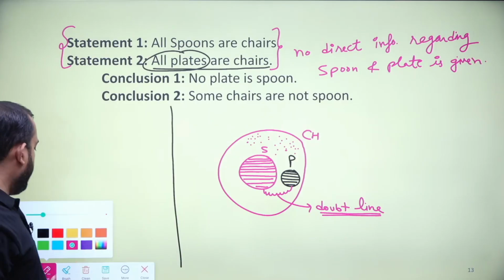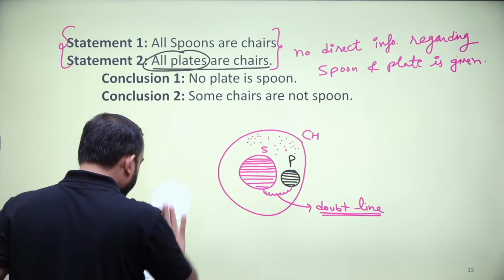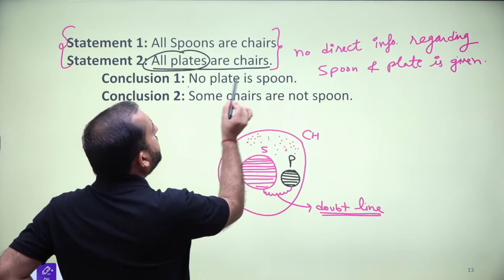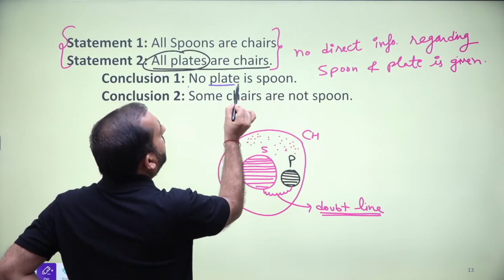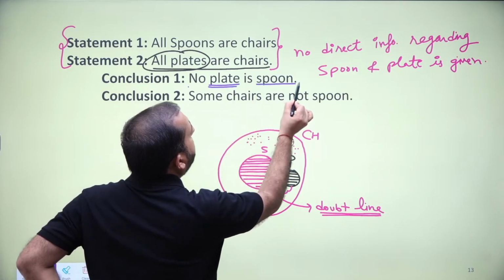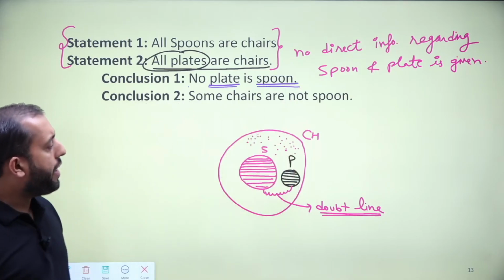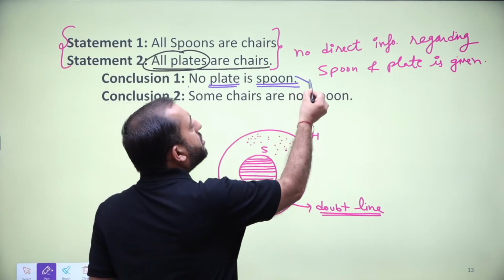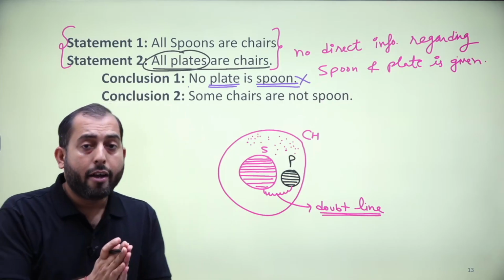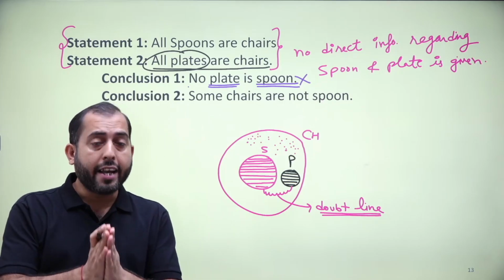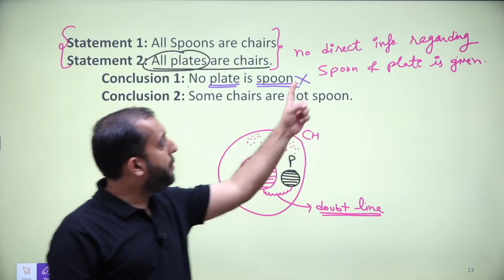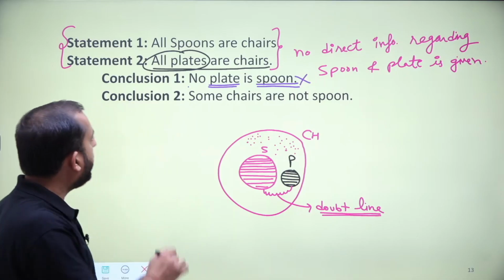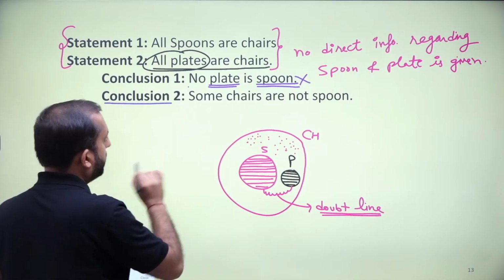Now let's solve this question. Conclusion 1: No plate is spoon. Now see, we have a doubt line between plate and spoon. So this conclusion is not valid. Why? Because no direct information between spoon and plate is given, so we cannot draw anything. Okay, now let's talk about conclusion 2.